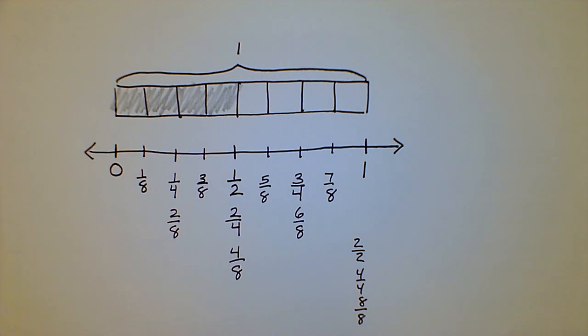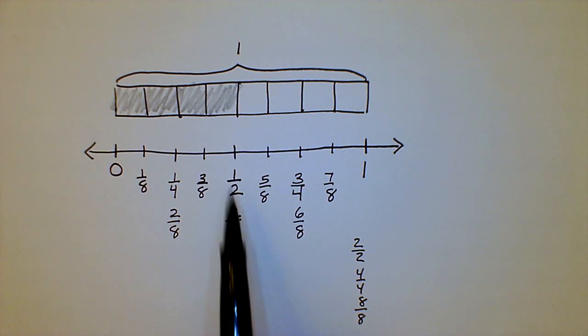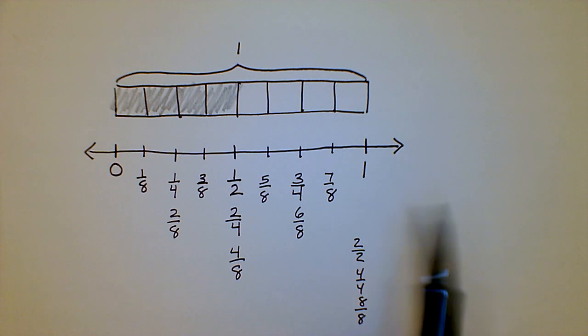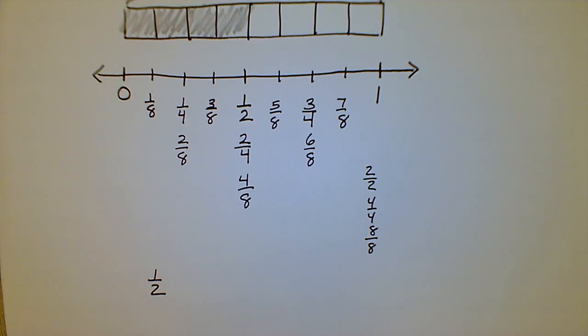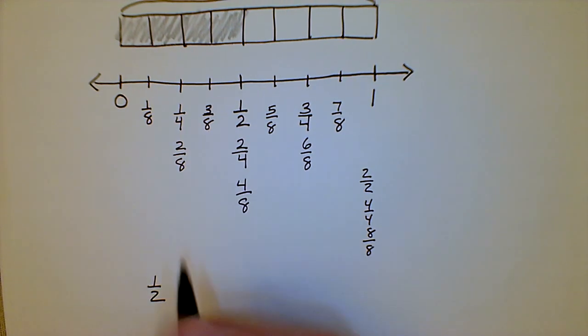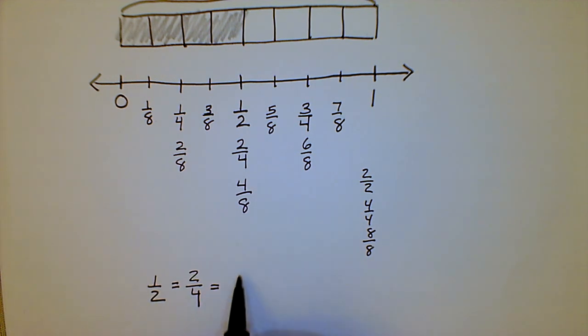So now, since we can see that these all line up together, we can clearly see that they're all the same value on our number line. We can go ahead and write that down like this. We can say that 1/2 is the same as 2/4, and I can also say then that 2/4 is equal to 4/8. They're all equivalent. So by this, I can say that 1/2 is equivalent to 4/8 also.